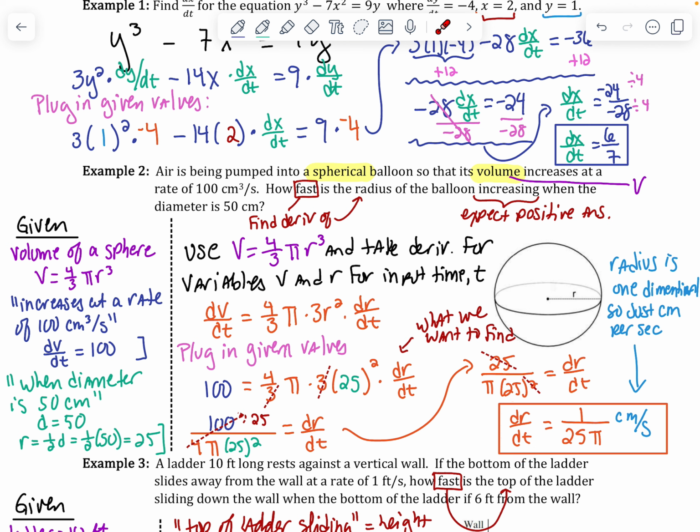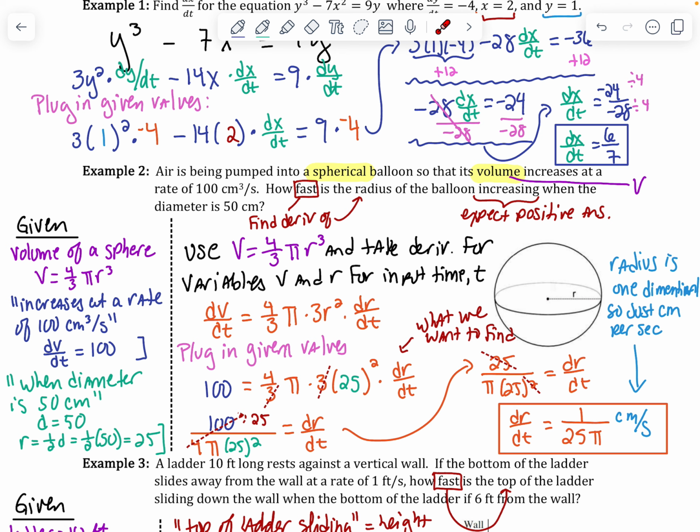Notice I have the derivative of the radius as my answer. Because it says increasing, I'm expecting a positive answer. Be careful sometimes on the online homework: if it says decreasing, then it's already been implied that it's a negative, so you may not have to enter that into your homework. Okay, so step 1, we were suggested to draw a picture. So here is just a sphere where I can see my radius in the middle.